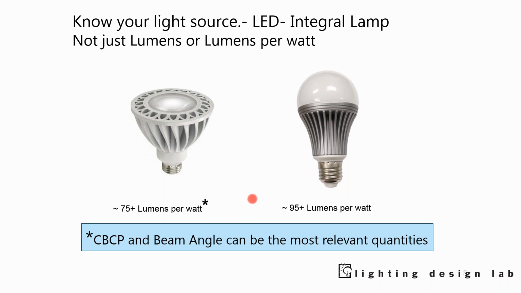So here we can have a directional lamp that is 75 lumens per watt, and here's an omnidirectional that's 95 lumens per watt. But what we care about is how much light's delivered to a surface. And if we're accent lighting artwork or shining light on store displays, we're going to get a lot more light delivered with a directional than we will with an omnidirectional. So you can't just look at the lumens or even the lumens per watt.